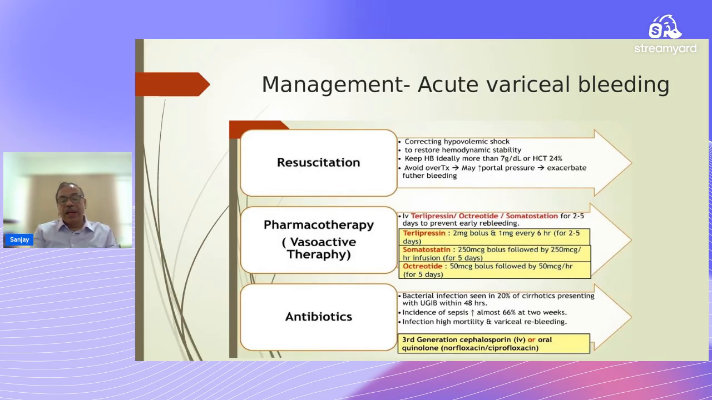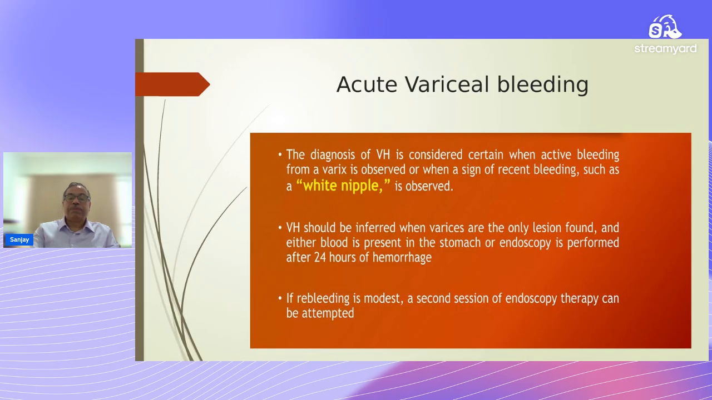And antibiotics, as we have already seen, should be given to patients with cirrhosis, because bacterial infection is seen in 20% of cirrhotic patients presenting with upper GI hemorrhage. The incidence of sepsis is almost 60% at a 2 week interval. So in such cases, ceftriaxone or even quinolones should be given to prevent the development of sepsis in patients of acute variceal bleed with cirrhosis.